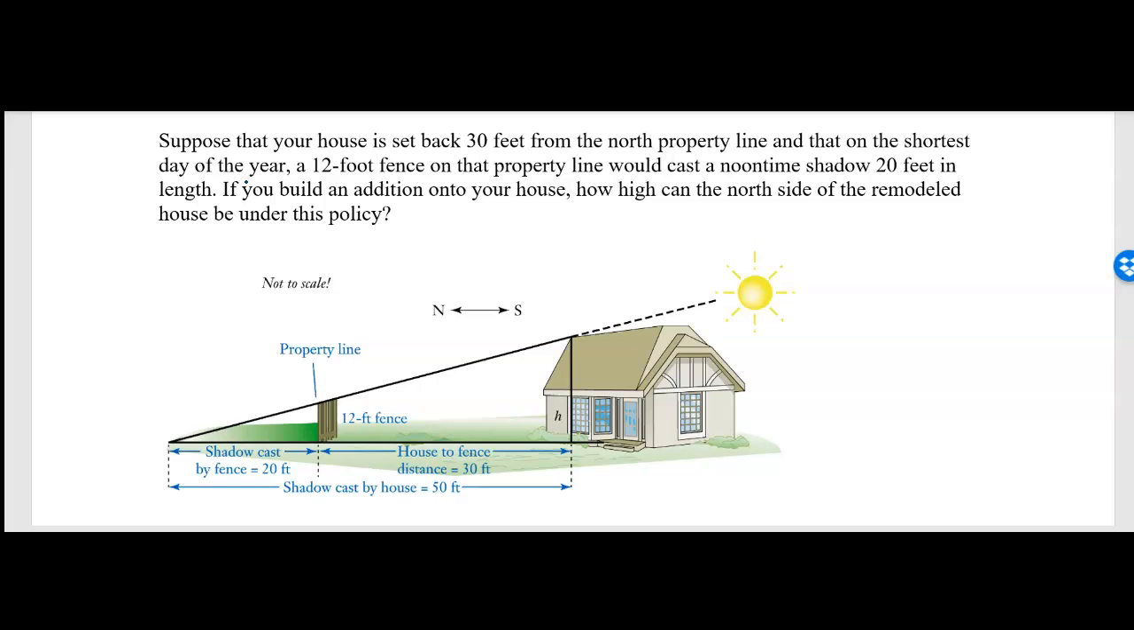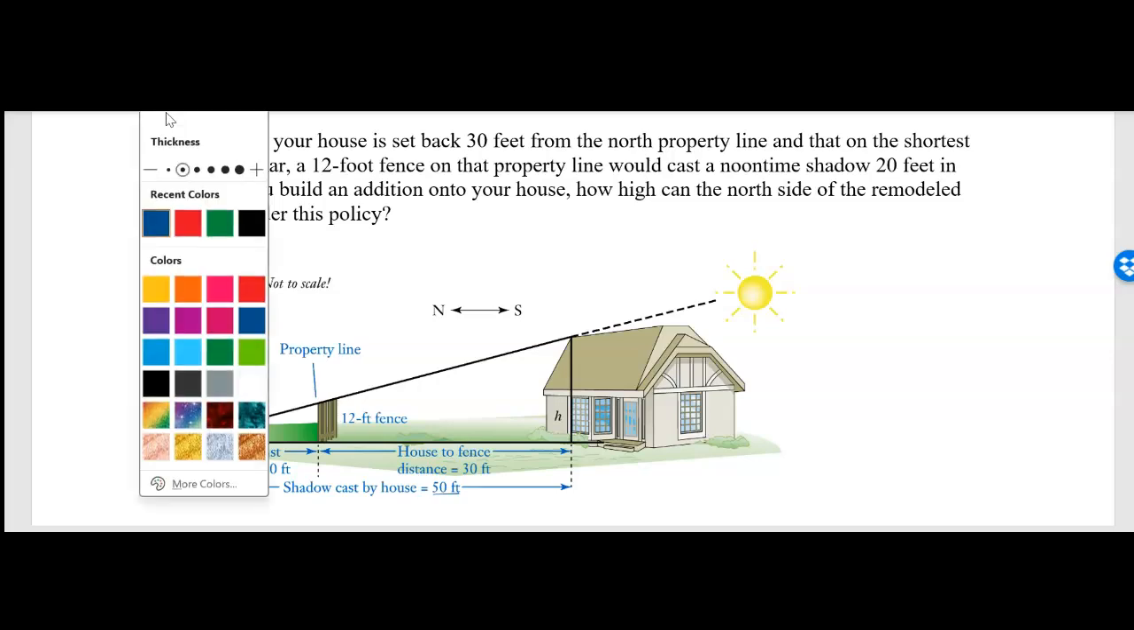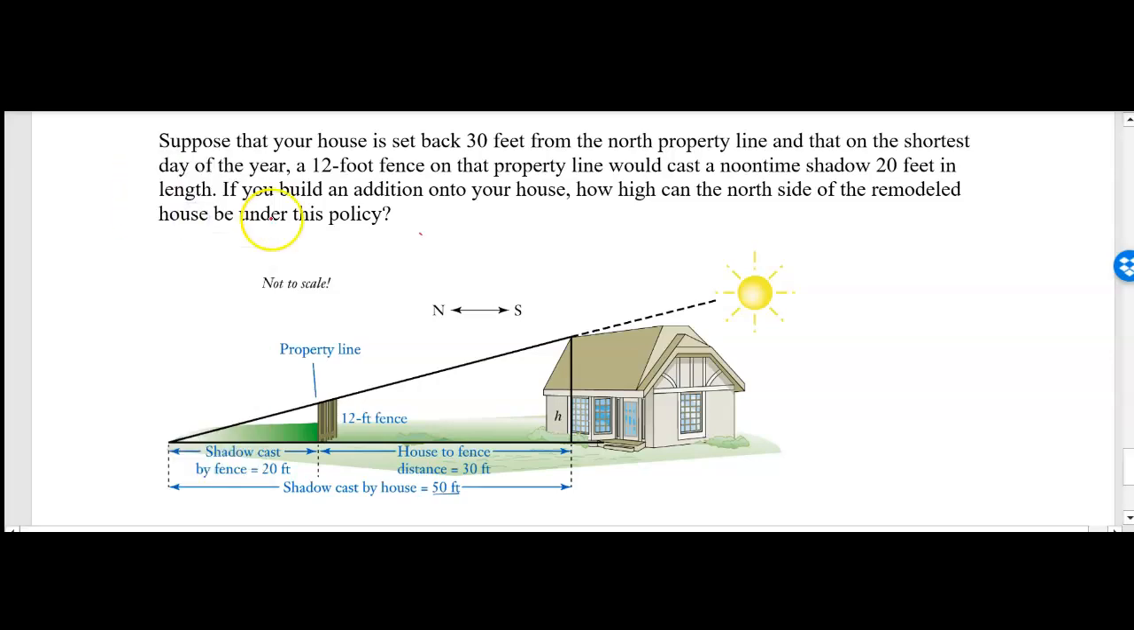So from the fence to the end of the property is a 20-foot shadow. We cannot go beyond that. From the fence to the house is a 30-foot shadow. So from the house to the property line, that would be a 50-foot shadow. Well, first, let's write down the relationship. Notice that we have similar triangles here. We have this triangle from the fence, and then we have this larger triangle from the house.